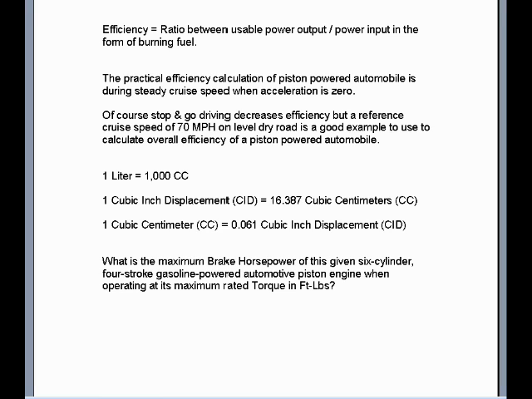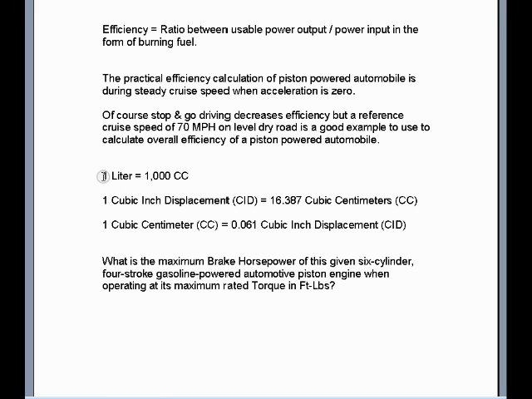So earlier we learned about the potential energy in the fuel. If we calculate the brake horsepower output and divide it by the power input in the form of burning fuel, related to horsepower or watts or foot-pounds per second from the BTU per minute equals 17.6 watts formulation, we can find out the efficiency.